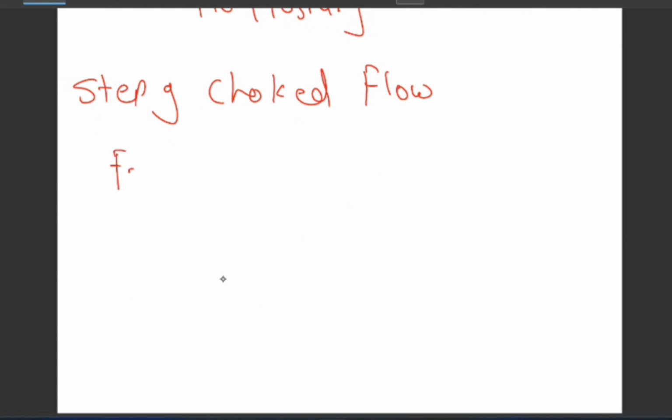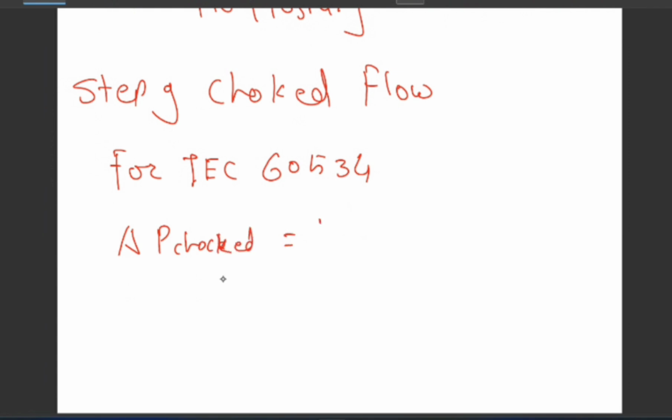Okay, for the IEC 60534 screening calculation, we use delta P choked. Choke flow is equal to FL squared times (P1 minus FF times PV). This is a standard formula.